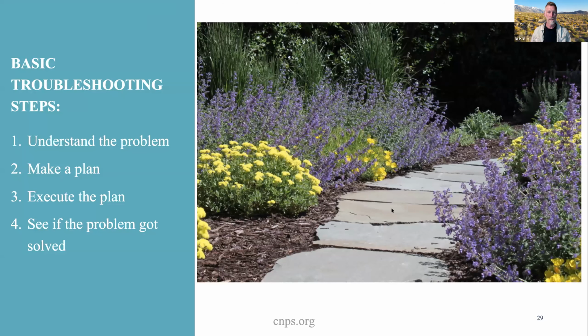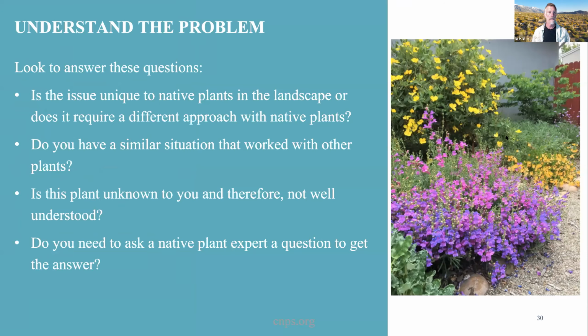Basic troubleshooting steps. So you're handed a garden and it's got these issues, you're going to have to go through and solve some of these problems. So this is basic troubleshooting steps for whether you're, I don't know, fixing almost anything. Understand the problem, make a plan, execute the plan, see if the problem got solved. So understand the problem. Look to answer these questions.